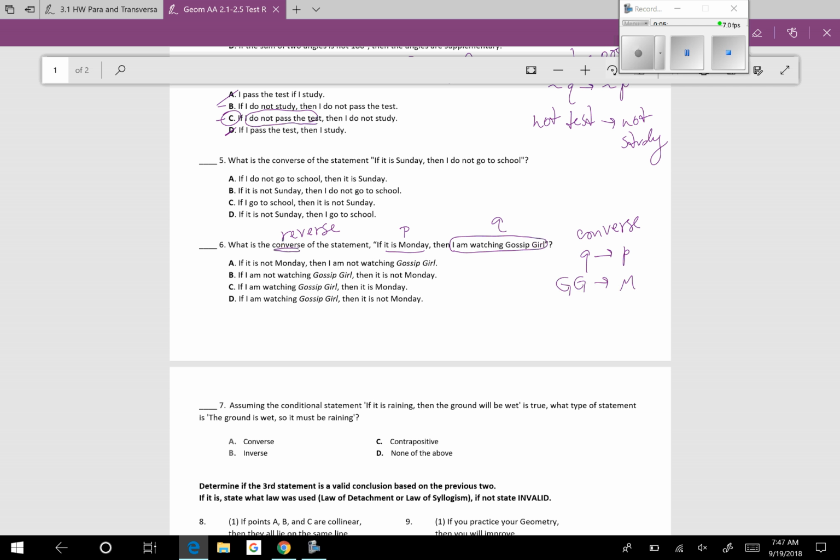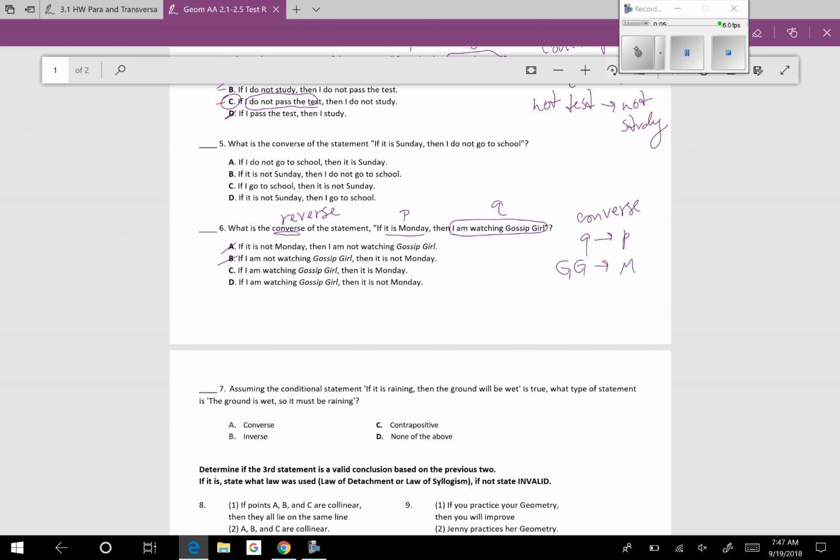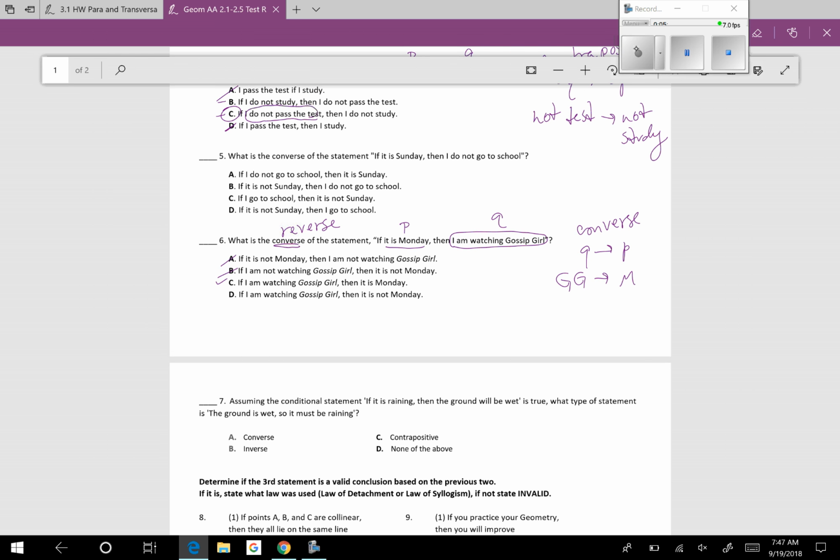A, if it is not Monday, then I'm not watching Gossip Girl. No, that's just the inverse. B, if I am not watching Gossip Girl, then it is not Monday. That's close, but this is actually the contrapositive. We don't want anything negated. C, if I am watching Gossip Girl, then it is Monday. That looks like a possibility. And then D, if I am watching Gossip Girl, then it is not Monday. There we go, that one's negated. Does that follow along with what we need? No. So our only option is C.